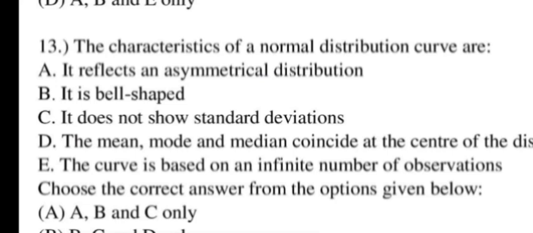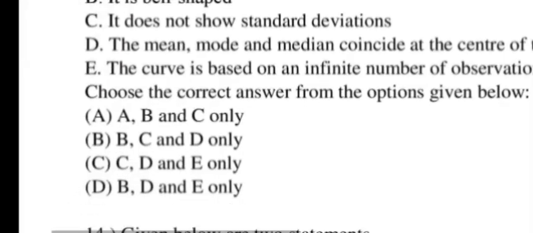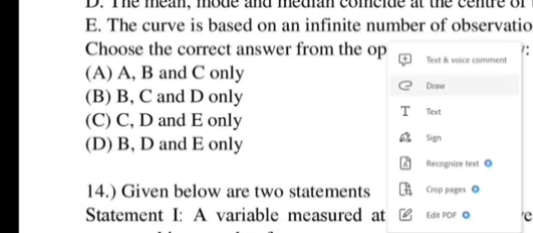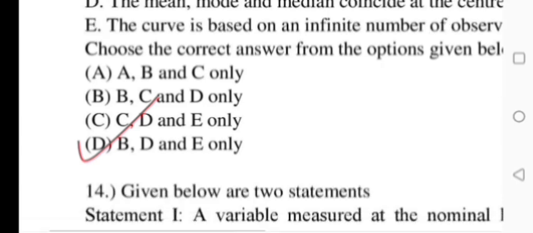After going through the question, we have to choose the correct answer from the options given below: A, B, C; B, C, D; C, D, E; B, D, E. What will be correct? Choose one. Option D, B, D, and E, it will be correct.